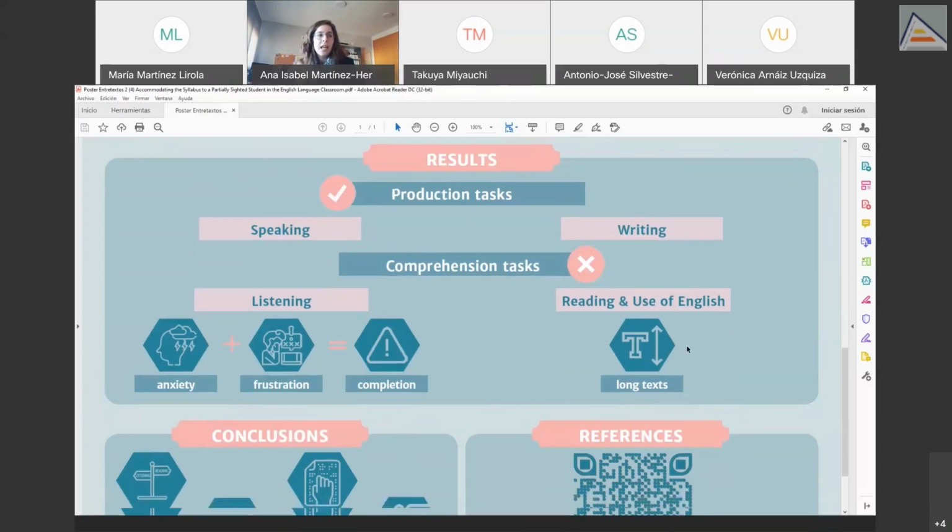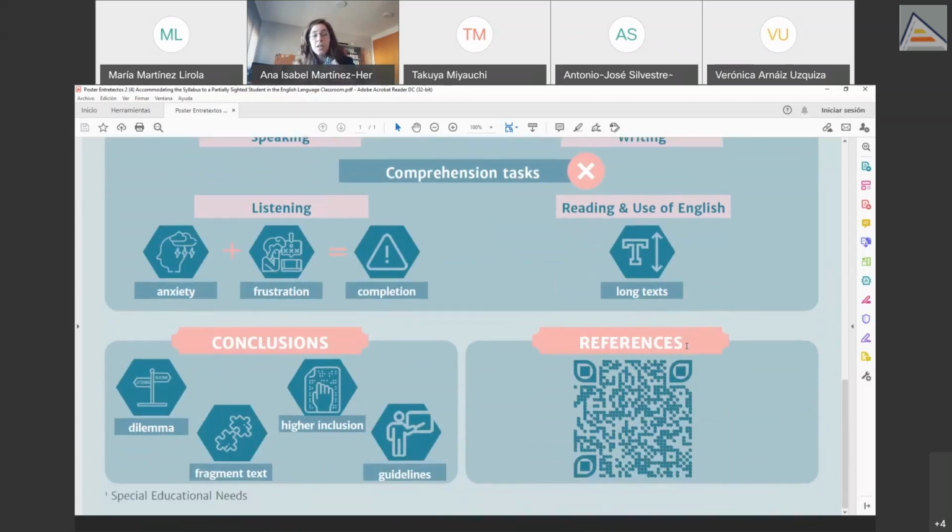And the reading and use of English, in those long texts, the student had to navigate vertically through the text and horizontally, so that the text-to-speech would read it out loud for them. So that hampered completion as well. They needed more time. So the conclusions here that we reached were that for the reading, for instance, that caused a dilemma, because was the student actually reading, or was the student actually listening to machine read for them? Because it was not Braille.